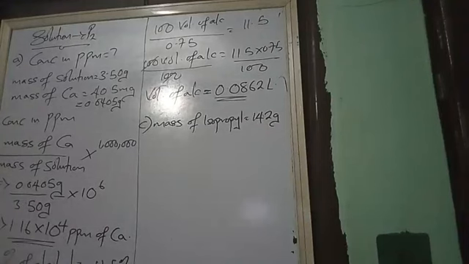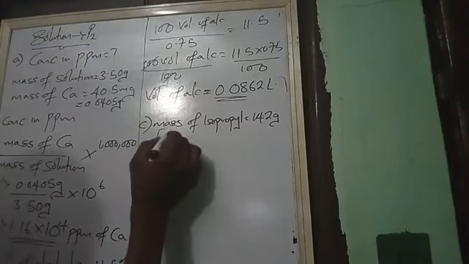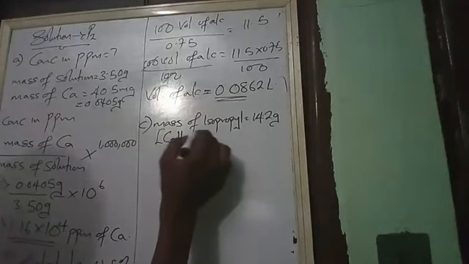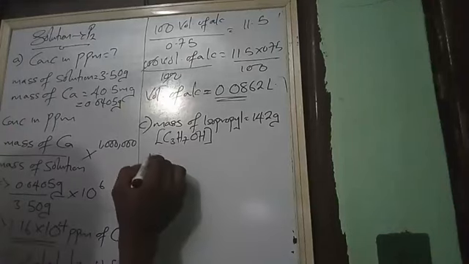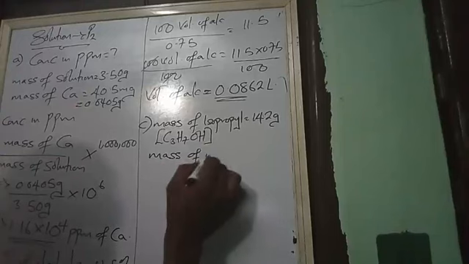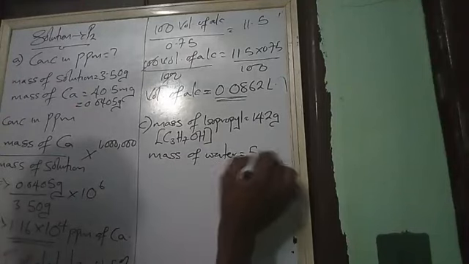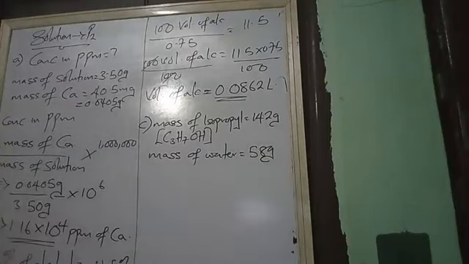Listen carefully to that question. A sample of rubbing alcohol contains 142 grams of isopropyl alcohol, and they gave us the formula of isopropyl, C3H7OH, and 58 grams of water. What are the mole fractions of alcohol and water?